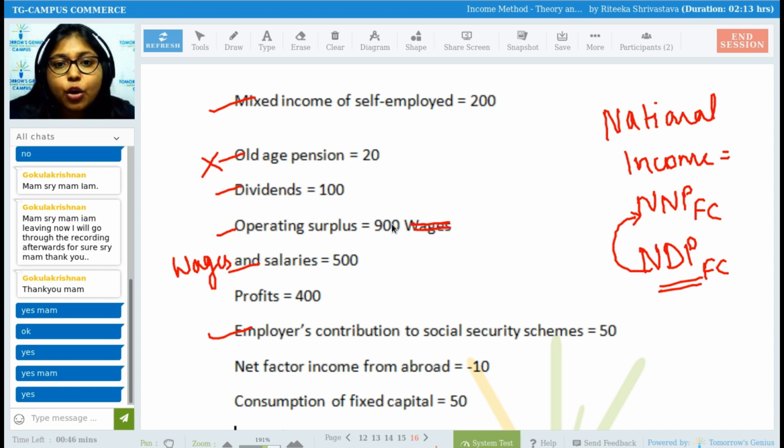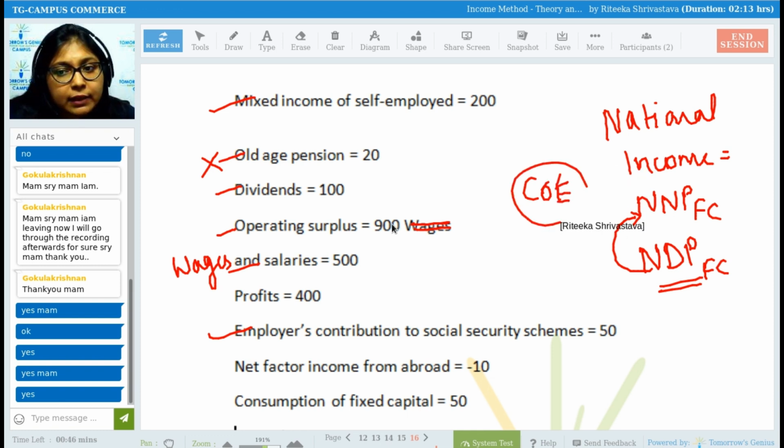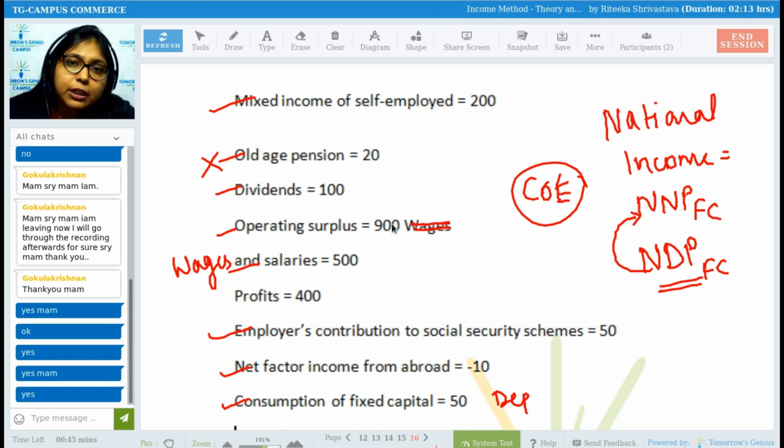Like compensation of employees, if it is given to you directly in the question, then you will take that. You will not see whether wages and salaries in cash is given, wages and salaries in kind is given or not. Net factor income from abroad, consumption of fixed capital, this is nothing but depreciation. Everything is given to you in the question, just we put it in the proper place.